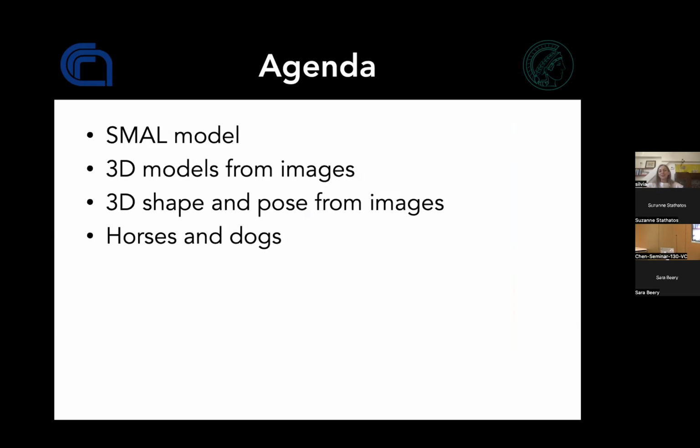Okay, so I hope so far in these 15 minutes, I have convinced you of the opportunities that are out there when working with a 3D approach. And this is a short agenda for what comes next. I will introduce the SMAL model. And we'll talk about how to create models from images, how to recover 3D shape and pose from images, and then I will talk about more recent work on horses and dogs. Okay, if you have questions, maybe you can interrupt me. I can answer, or we can have the discussion all at the end.